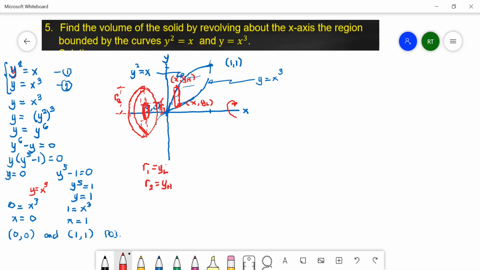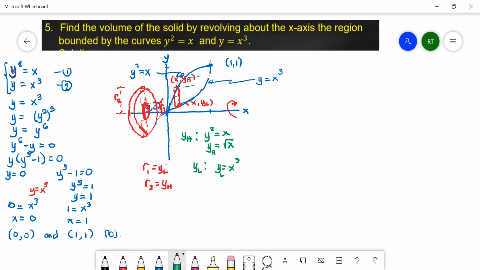So R sub 2 is YH. Okay. Of course, Y upper is determined by y squared is equal to x. So if we solve for y, then y is equal to square root of x. And this will determine Y upper. Now, what about Y lower? Y lower will be determined by the curve y is equal to x cubed. So we call this YL, we call this YH.